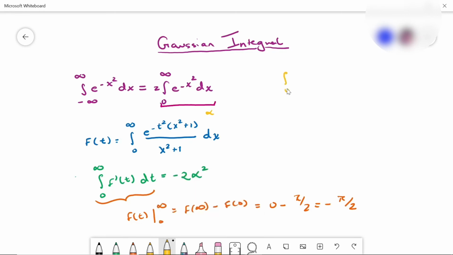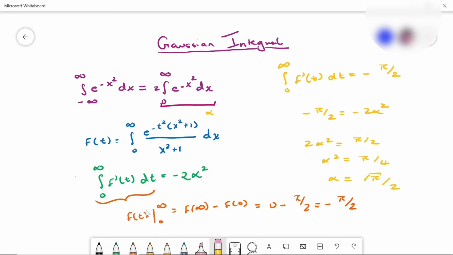Alright, cool. So we've just figured out that this integral here, the derivative of f of t dt, is equal to negative pi over 2. So negative pi over 2 equals negative 2 alpha squared. So that means 2 alpha squared equals pi over 2. Alpha squared equals pi over 4. So that means alpha equals square root pi all divided by 2. Wonderful. So we know that alpha is equal to this thing here.